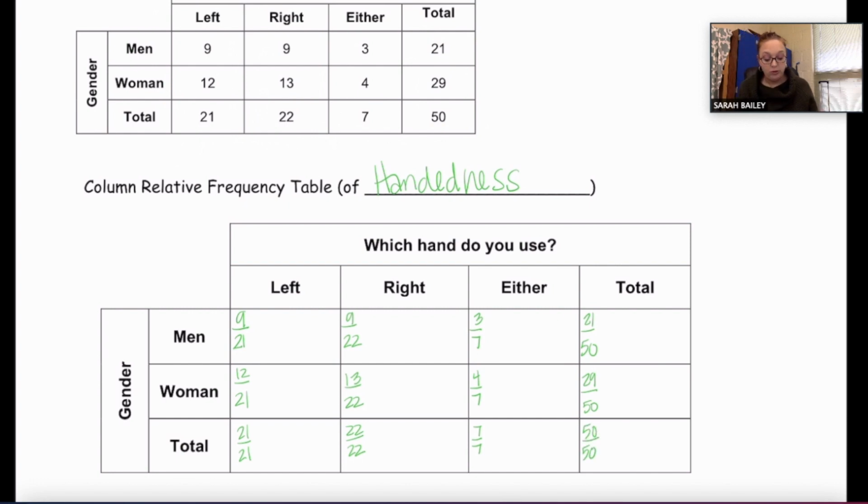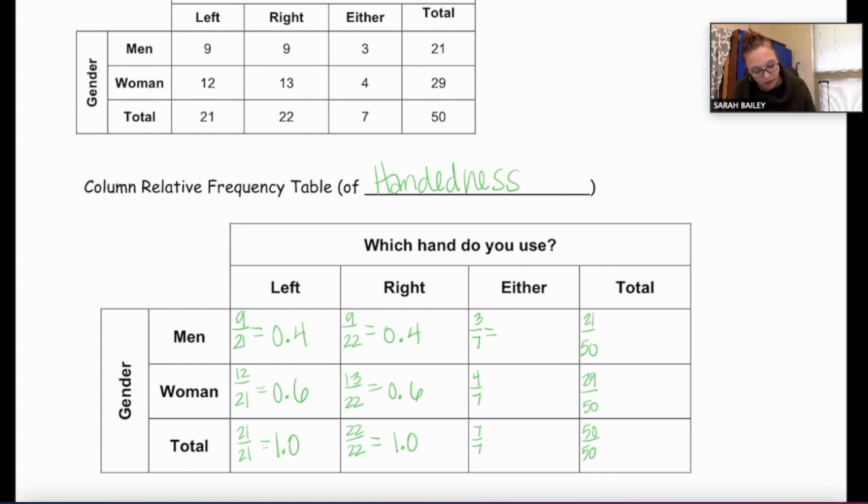And remember, it said to round to the nearest tenth. So I'm going to do 9 divided by 21. And to the nearest tenth, that's going to be 0.4. Then 12 divided by 21. To the nearest tenth would be 0.6. 21 divided by 21 would be 1.0. Now I'm going to do 9 divided by 22. So that's going to be 0.4. 13 divided by 22, and I get 0.6. And then 22 divided by 22 is 1.0.